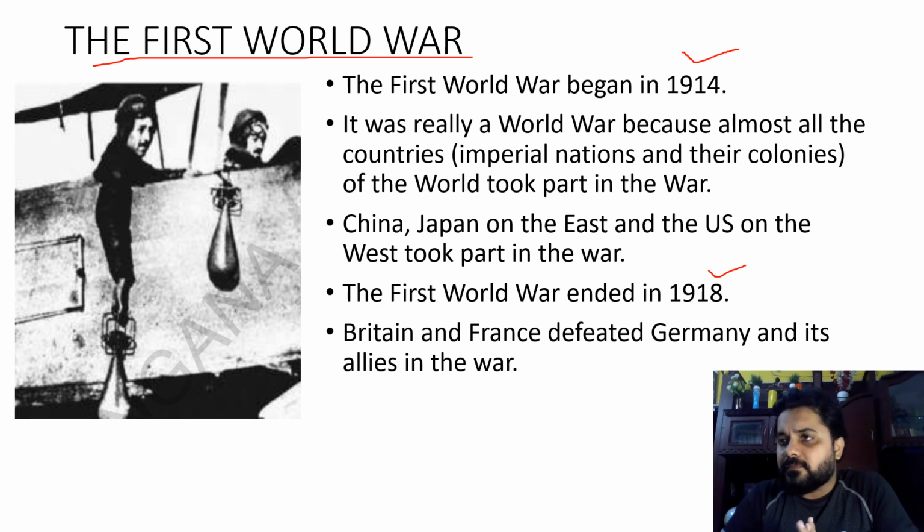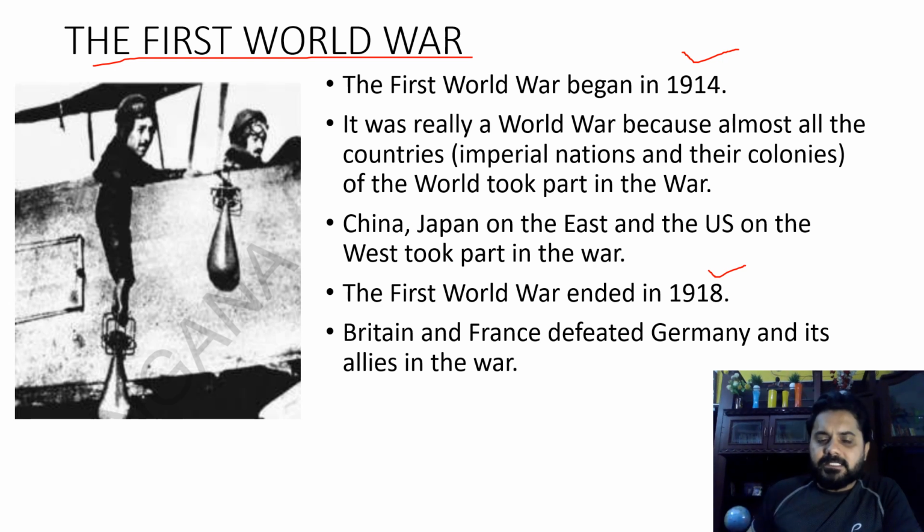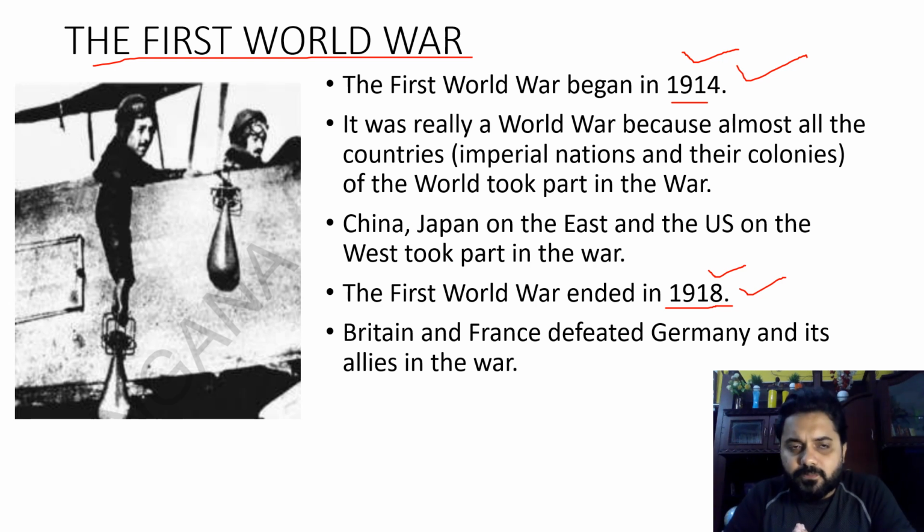Let us now talk about some basics of the First World War, like when it started, when it ended, which countries participated in it, and what was the end result of the war. And most importantly, why this war is called the World War. So here are some basics. The First World War began in the year 1914 and it ended in the year 1918. So the war continued for almost 5 years.